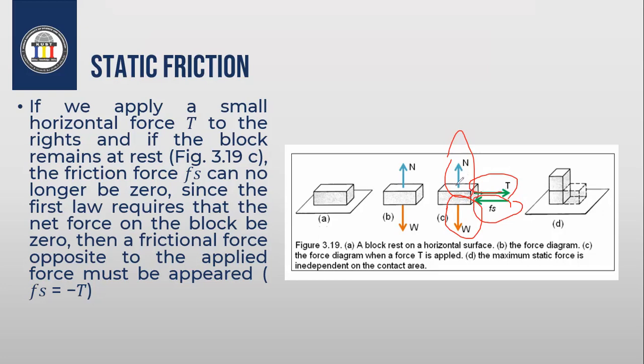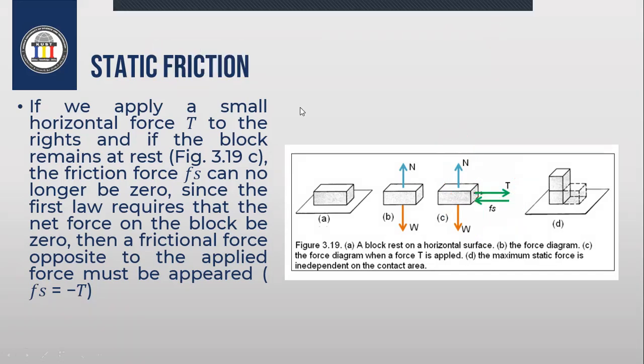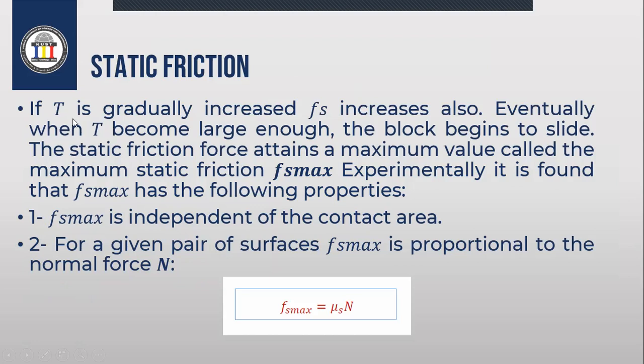That means when you're applying a horizontal force on any object and the object is not moving, the total force will be equal to 0 because the object is at rest. But the friction force is not 0. The friction force is equal to the opposite, or the minus, of the horizontal force that you applied. And you can see here clearly that when T is gradually increased, Fs will also be increased.